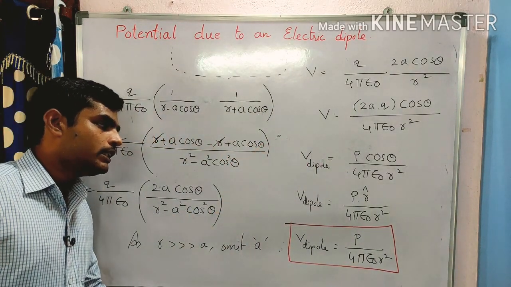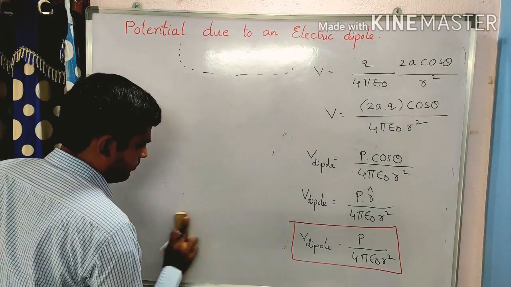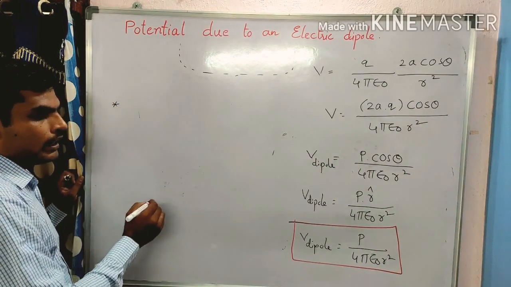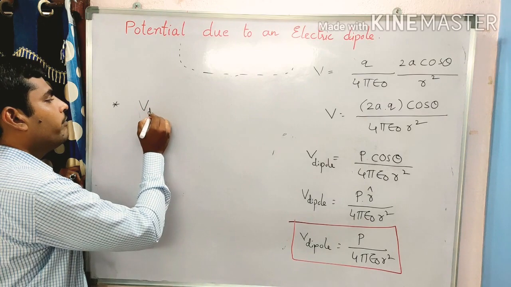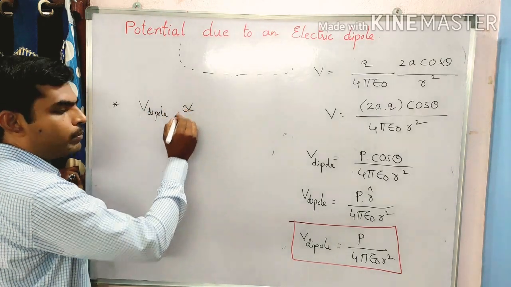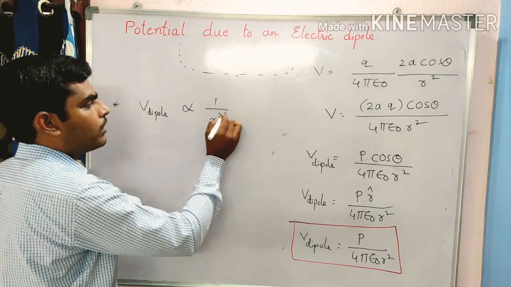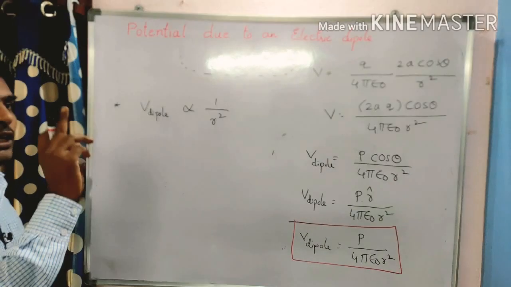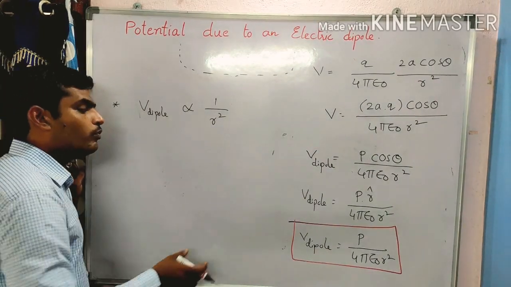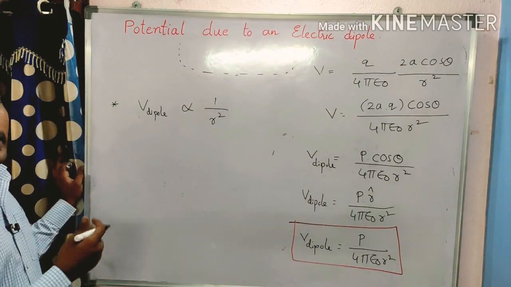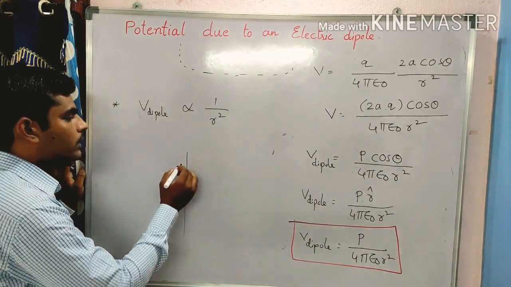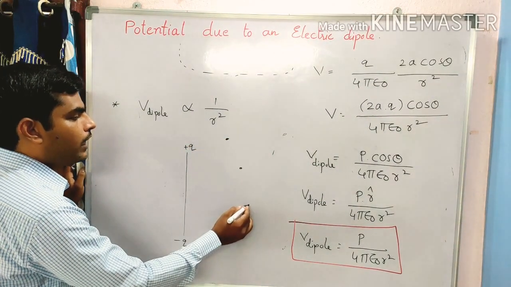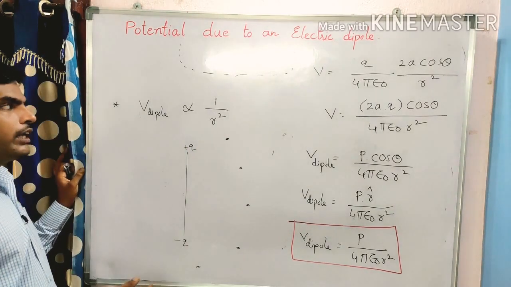So here we can make some conclusions which are most important to know. Electric potential due to a dipole, V dipole, is inversely proportional to the square of the distance of the point, 1 by r square. And this formula is useful to find the electric potential at any point around the dipole. Suppose this is a positive charge and this is the negative charge; the point may be here or here or here. At any point we can find it.